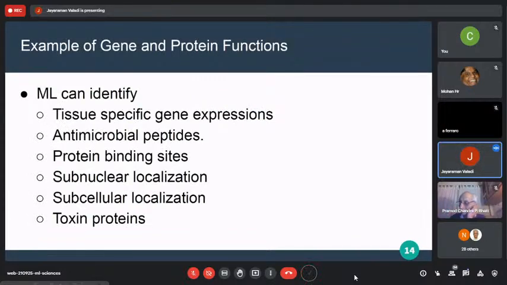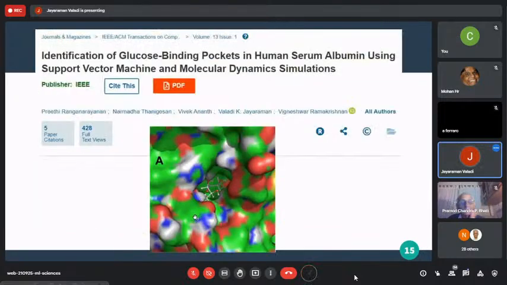Now, some examples of gene and protein functions. These are just a sample. Tissue-specific gene expression is a very important methodology so that you can identify genes which are wrongly expressed, and then use them as targets for developing drugs. Prediction of antimicrobial peptides, which we have done some work on, we will explain later. Identification of protein binding sites, again with implications in drug discovery. Localization of proteins in different nuclear and cellular compartments. Identification of proteins which are toxic. We also have another SVM methodology to identify binding pockets of glucose by using SVM and molecular dynamics simulations.